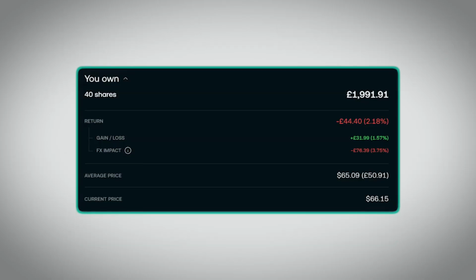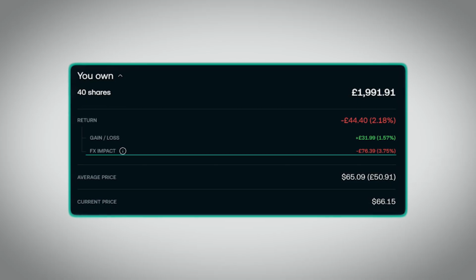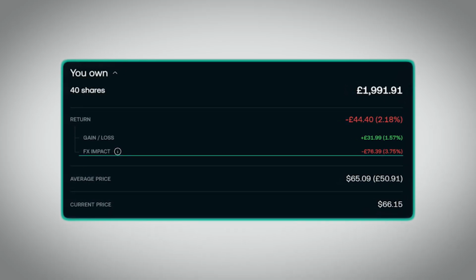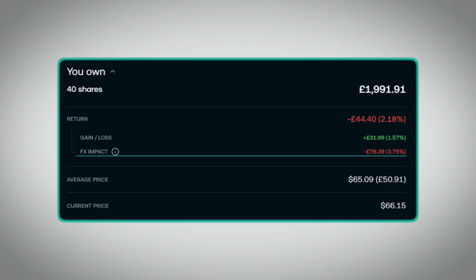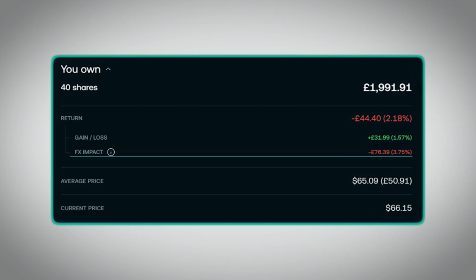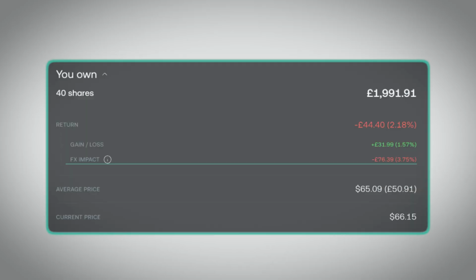On Trading 212, the FX impact shows on the stock page for investments you hold listed in a different currency, but that doesn't necessarily mean it's easy to understand. Many investors overlook it completely or don't realize how much it can skew performance over time. And as we'll show, the FX impact applies even when you can't see it listed separately too. Let's now turn to some examples to see how FX impact can play out.